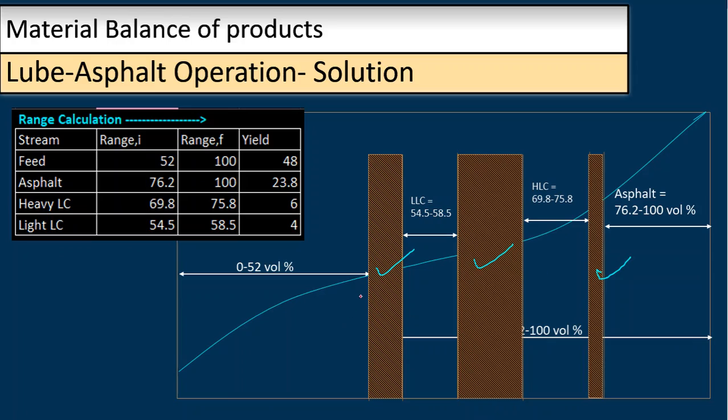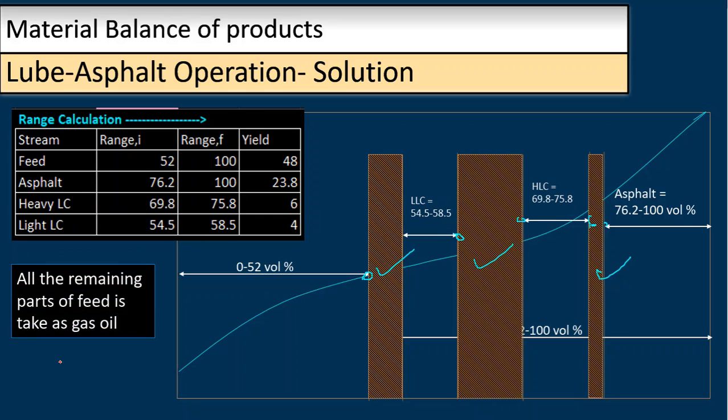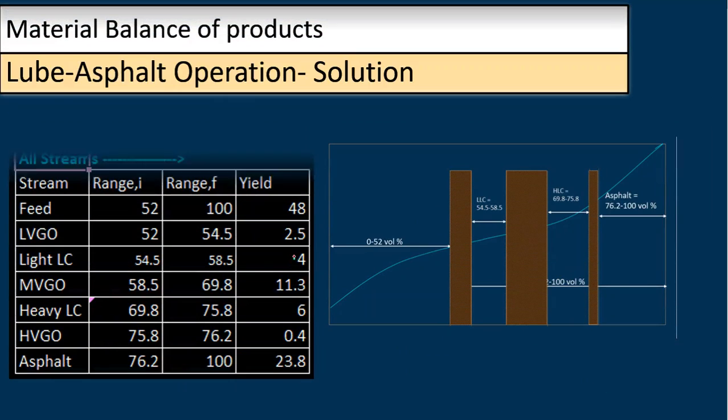So we can find the ranges of these gas oils also. For example, this range starts from 52 to 54.5, this one from 58.5 to 69, and this one from 69 to 58.8. Sorry, 75.8 to 76.2, a small fraction. In this way we can find out everything, basically every step. So there are 3 products of gas oil, 2 products of lube, and 1 product of asphalt. So 1, 2, 3, 4, 5, 6, there are 6 products. We can write down all these 6 in this way.